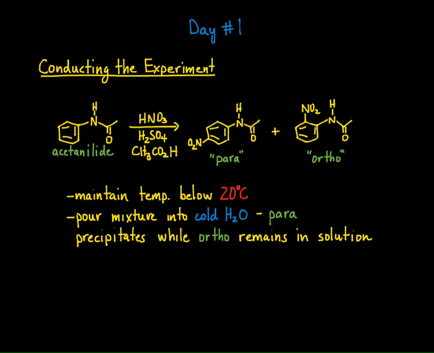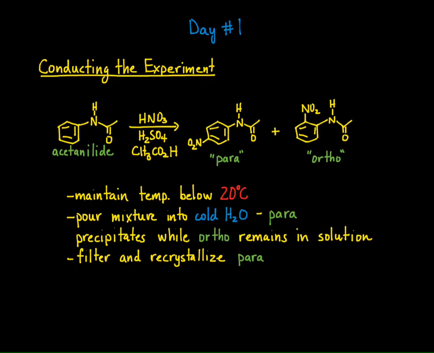Upon completion of the reaction, you will pour the reaction mixture into cold water. At this point, the precipitate is mainly the para product, while most of the ortho product remains in solution, since the ortho product is slightly more soluble in water due to the asymmetry of the polar substituents on the ring. At this point, you will filter the para product, separating it from the ortho product.